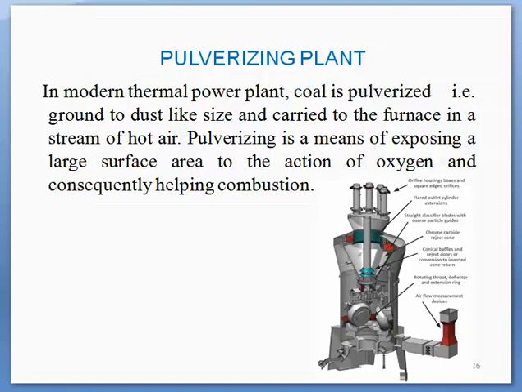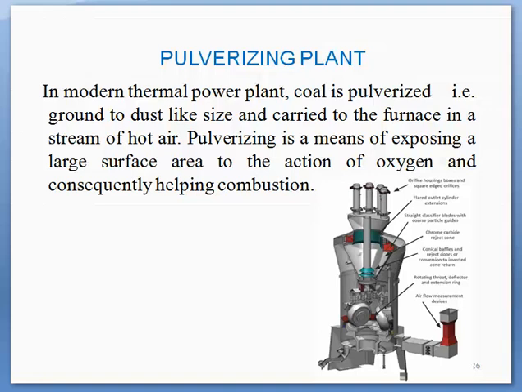In previous slides, we had seen how coal is transported, then unloaded, and that coal, through conveyor belts passing through different crushers, primary and secondary, reaches the raw coal bunker, and from the raw coal bunker, it moves to the very important equipment of a thermal power plant, that is the pulverizing unit.